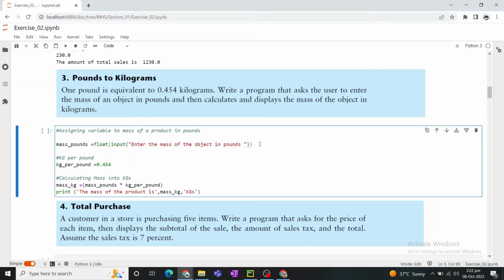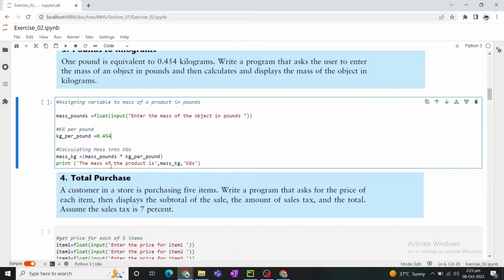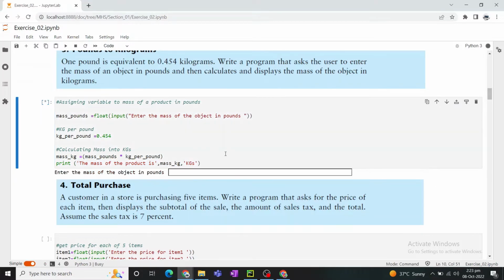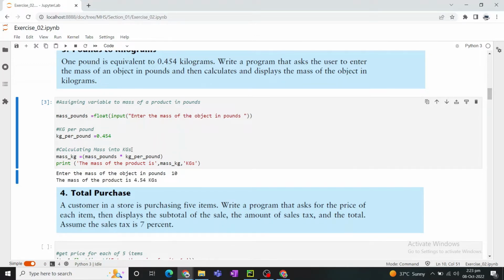So the object is our cake, let's assume, and similarly we have assigned kg per pound, that is the fraction part 0.454 over here, and this is the same as above. Now we will convert the mass in pounds that we have entered above, and it will multiply this by this fraction part, and it will give us the mass in kgs. So the pound will be converted into kilogram. So let's enter, if the cake was let's say 10 pounds, what will be the weight in kgs? It will weigh 4.54 kg.